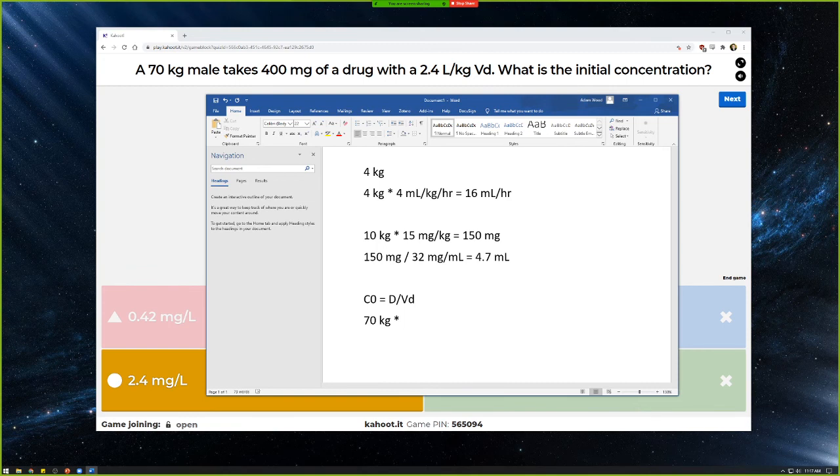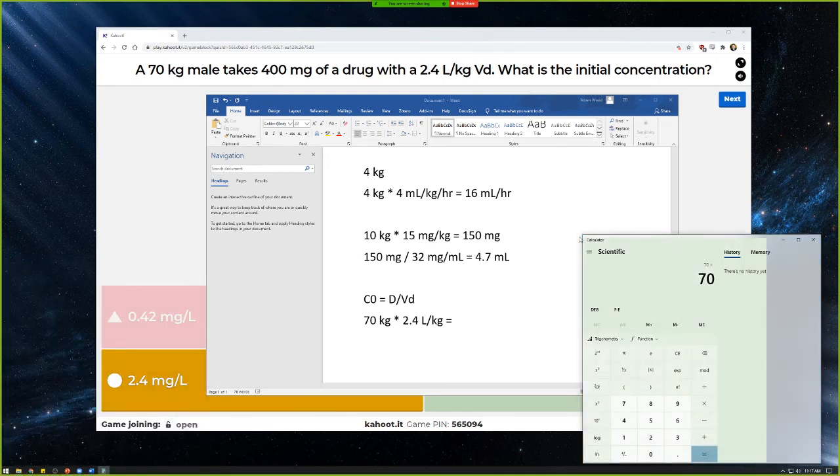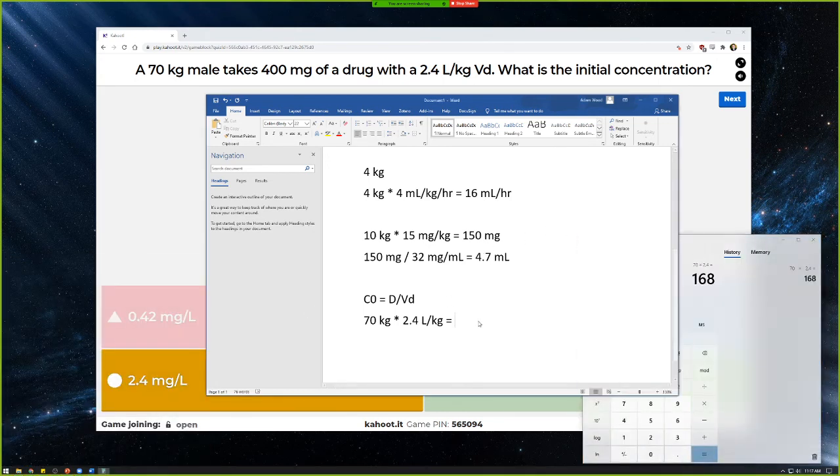So I'm going to do 2.4 liters per kilogram. What does that equal? Well, I don't know off the top of my head, so I'm going to look it up. I'm going to say 70 times 2.4. It's 168. So that patient's particular volume distribution is 168 liters, okay? Well, now I know the rest of it. I just take that 400 milligrams, which is my dose, divided by 168 liters.